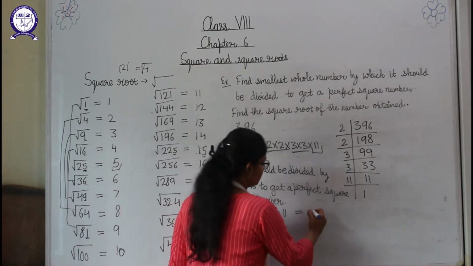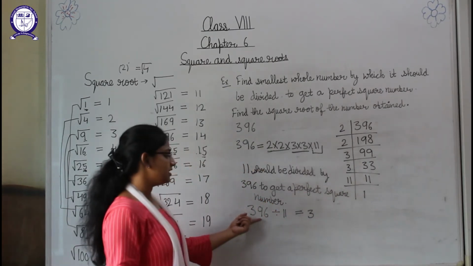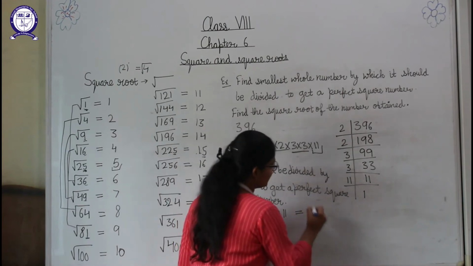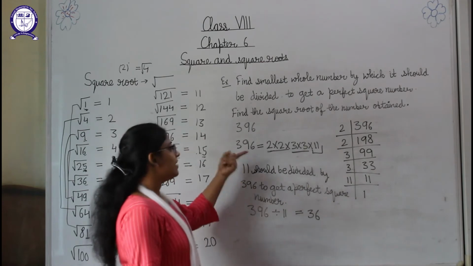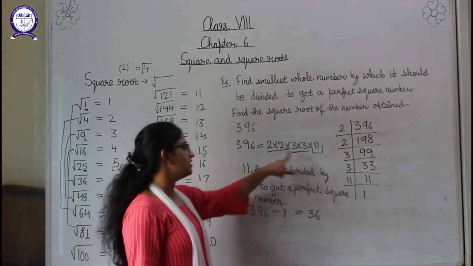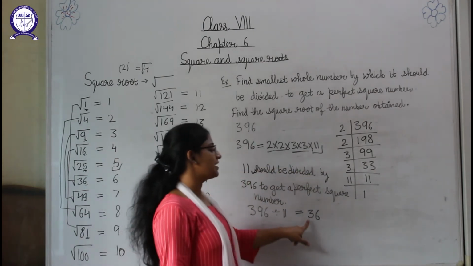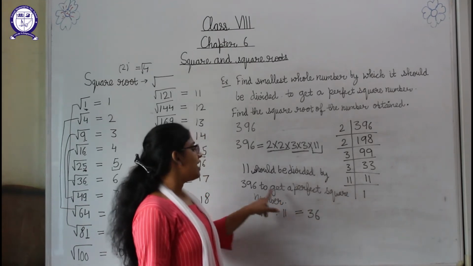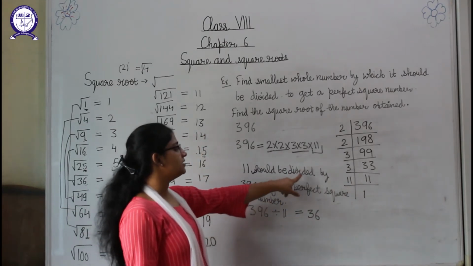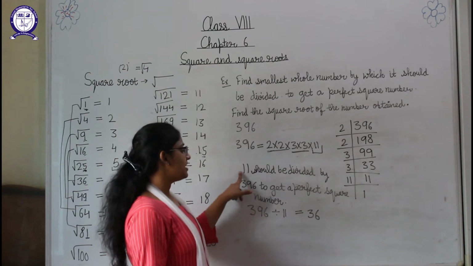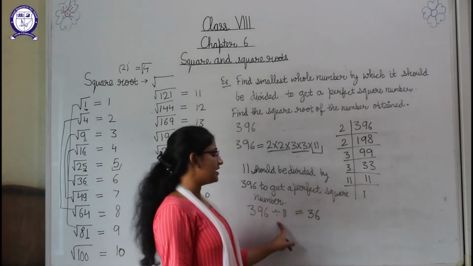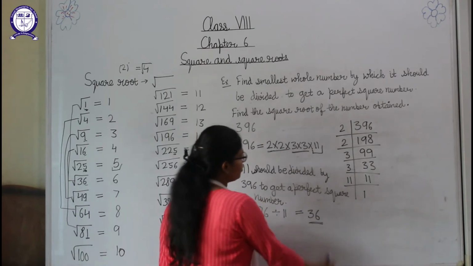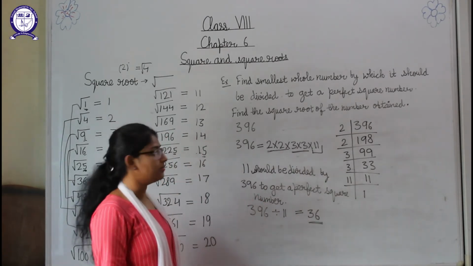Here 11 3s is 33, then 66. So we are getting 36 as our answer. Okay, so when we divide 396 by 11, we are getting 36. And now, as we have written here, 396 should be divided by 11 to get a perfect square. So when we divide it, we are getting 36.